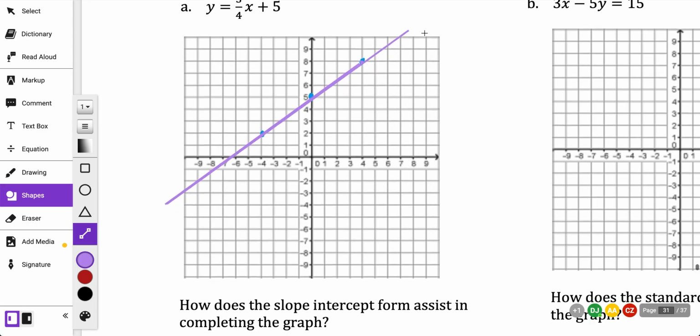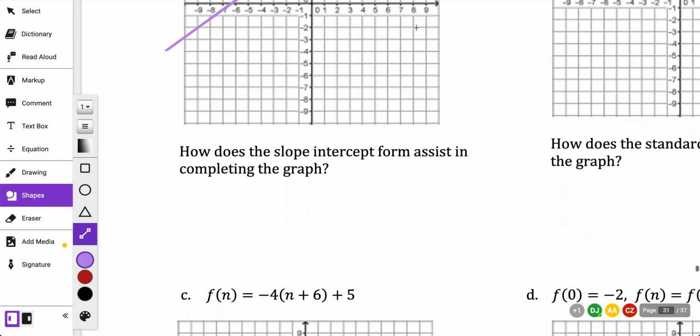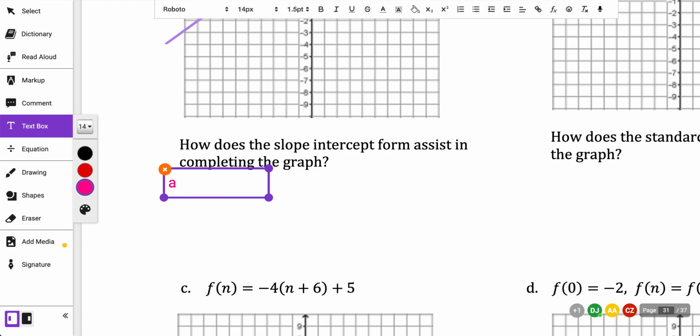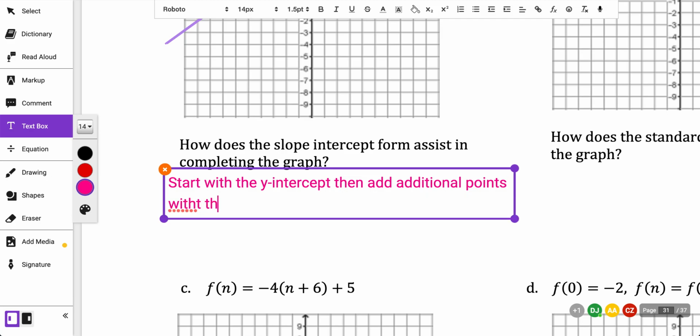And there we go. It says, how does the slope-intercept form assist you in completing the graph? In slope-intercept form, we always start with the y-intercept, then add additional points with the slope.